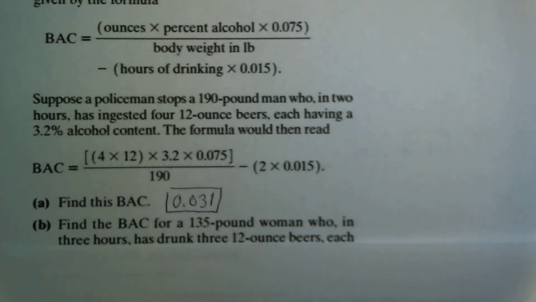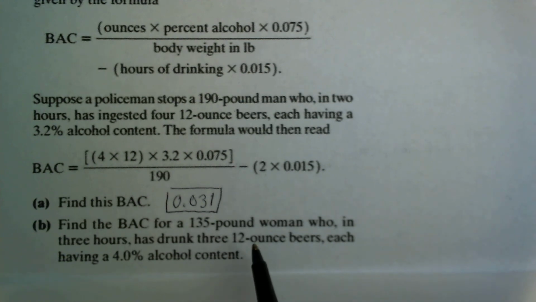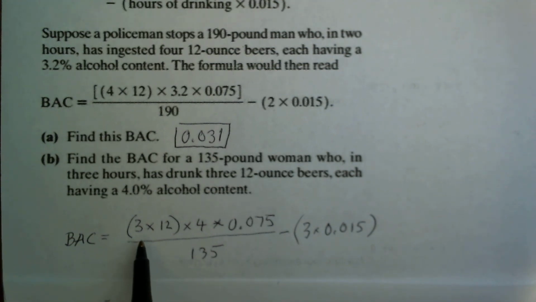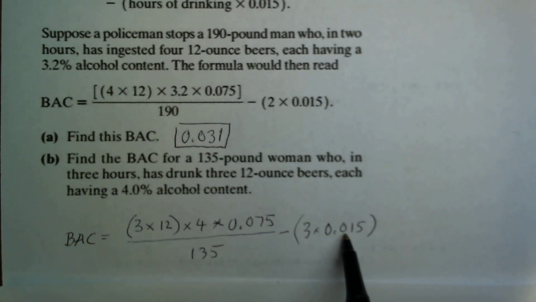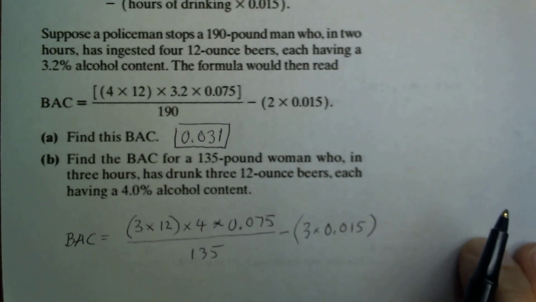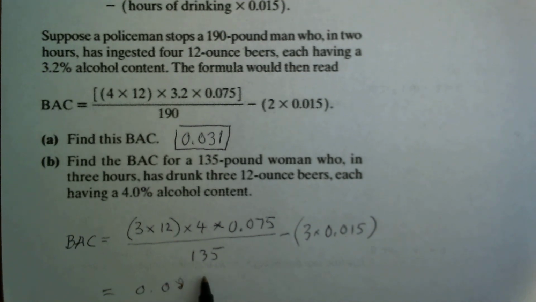Now the next exercise has to do with finding the BAC for a 135-pound woman who in 3 hours has drunk 3 12-ounce beers, each having 4% alcohol content. So we need to set up the formula for the BAC. This formula would look like this: 3 times 12 ounces of beer times the alcohol content, percent alcohol, 4%, times 0.075 divided by the weight, 135 pounds, minus 3, that's because in 3 hours, times 0.015, and that's equal to 0.08. That's the quotient here, and this is minus 0.045, and that's equal to 0.035. That's the blood alcohol content.